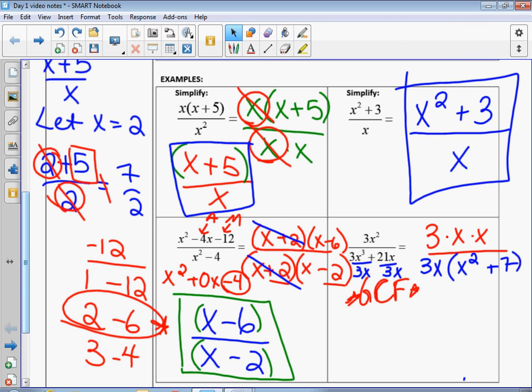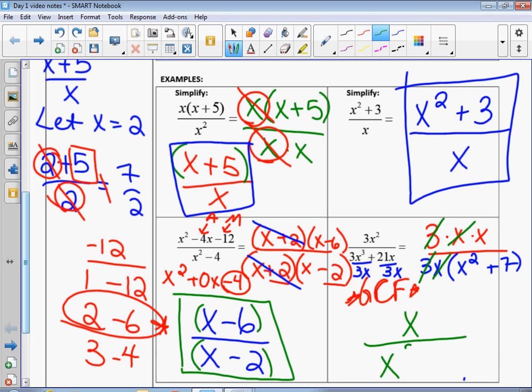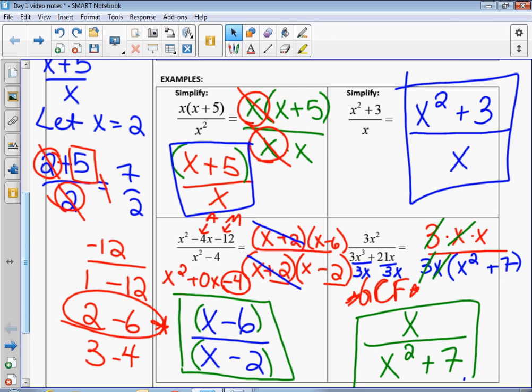So now I want to cancel out common factors. I see a 3 in both the numerator and denominator. I have an x in both the numerator and denominator. I am left with x over x squared plus 7. I'm going to stop the video now and go on to the second page, just so if you have to go back and look at an example again, you can go to the appropriate page instead of searching through a longer video.